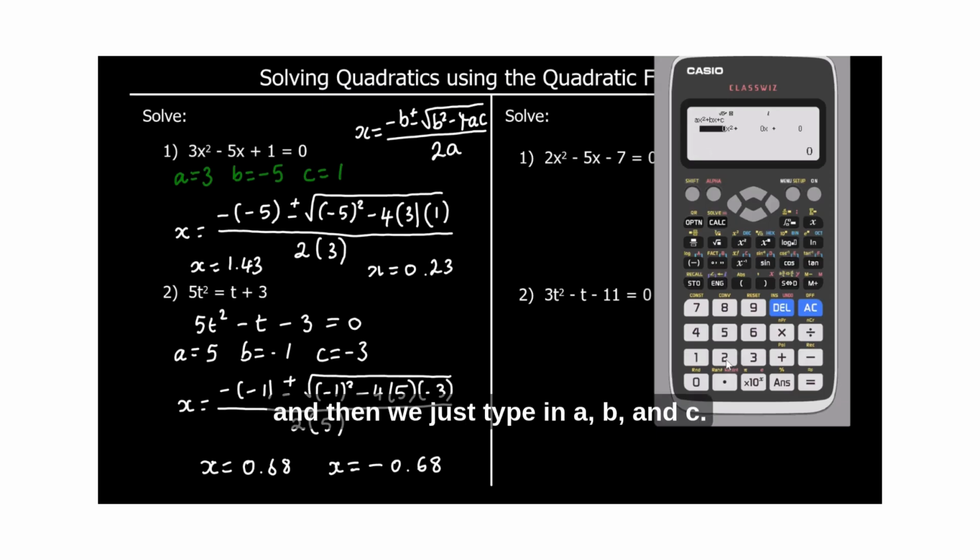And then we just type in a, b, and c. So for the second one here, a was 5, b was negative 1, and c was negative 3. So we get our first answer, which was 0.88, and our second answer, negative 0.68, and it also tells us the minimum point.